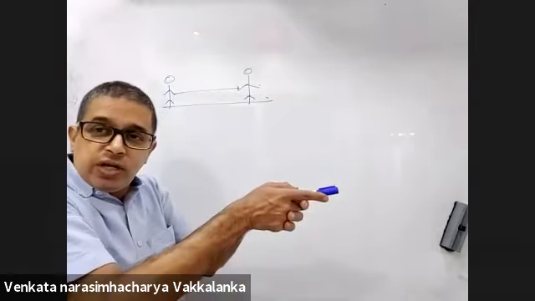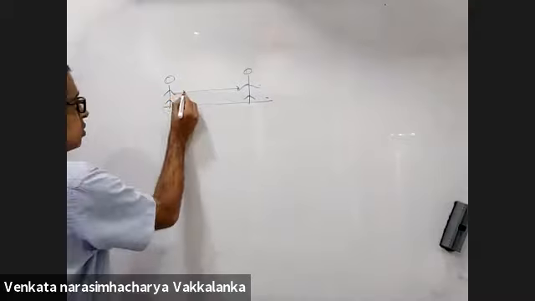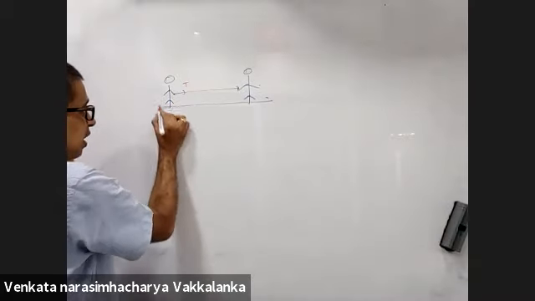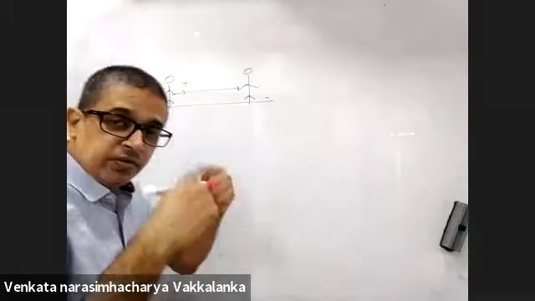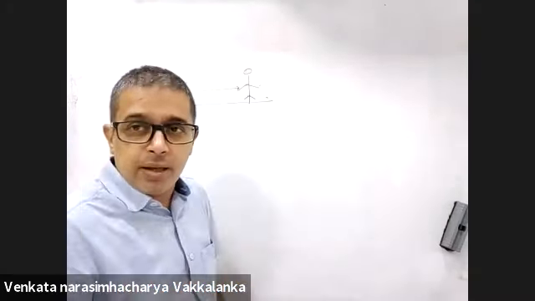I am pulling the string. String will pull me. So string is pulling me. Tension will act away from the point with respect to the point. With respect to me, the string is pulling me.